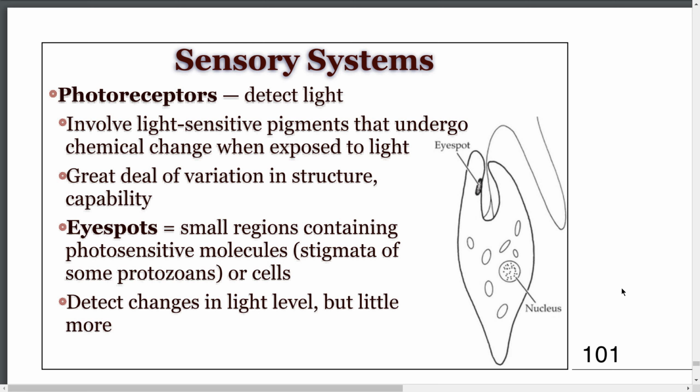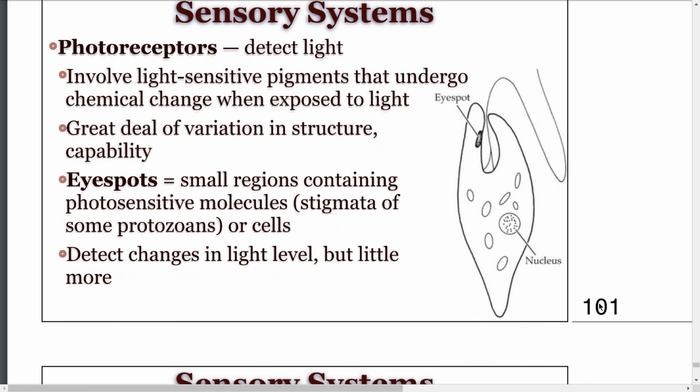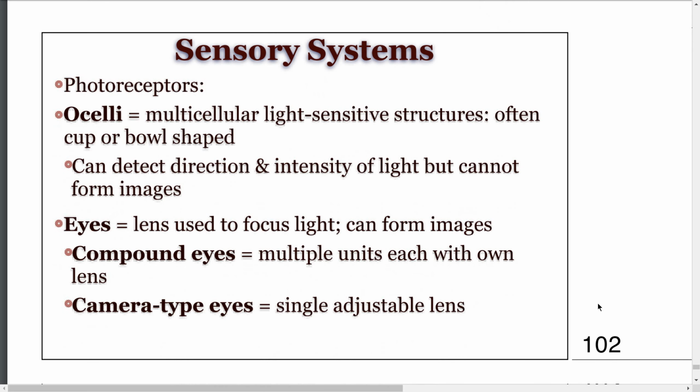From there, photoreceptors can be increasingly complex. Ocelli are basically small, simple eyes. They're multicellular, light-sensitive structures, typically cup or bowl shaped. The advantage here is that if you're not just a flat surface, you have a cup shape, then light coming from one direction is going to impact one side more than the other. So while you may not be able to form images, you can at least tell the direction of the light and the intensity of that light better than if you had just a simple eye spot.